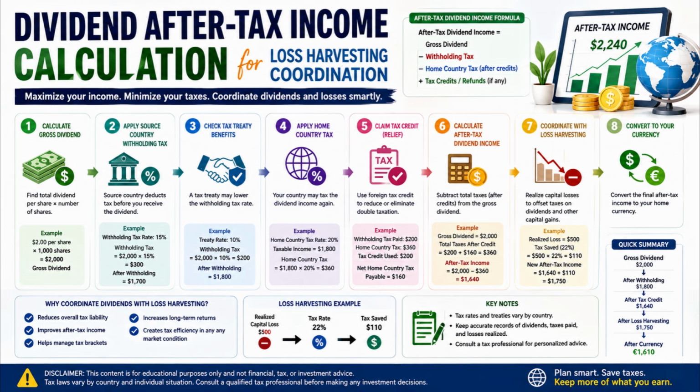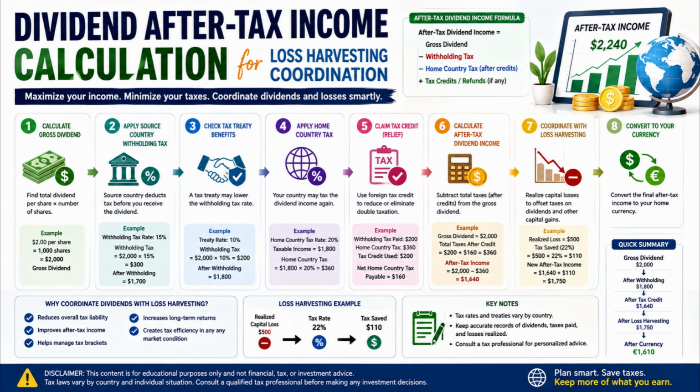After that, calculate the after-tax dividend income. In the example, the gross dividend is $2,000, and total tax after credits is $360. So, the after-tax dividend income becomes $1,640. This number is more useful than the gross dividend because it shows the real amount you may keep after tax adjustments. Next, coordinate this result with loss harvesting.